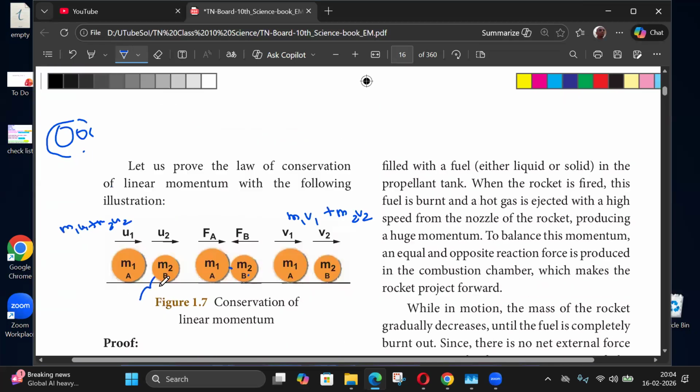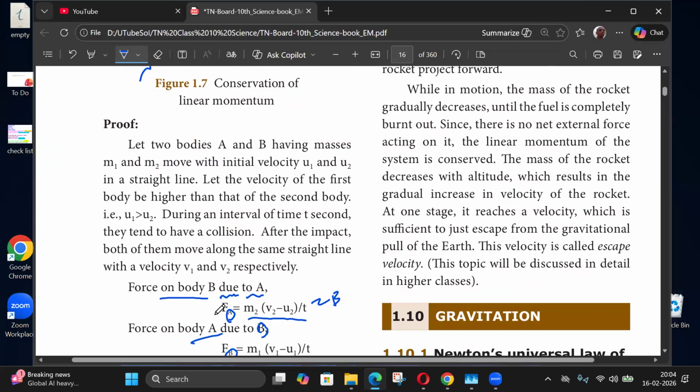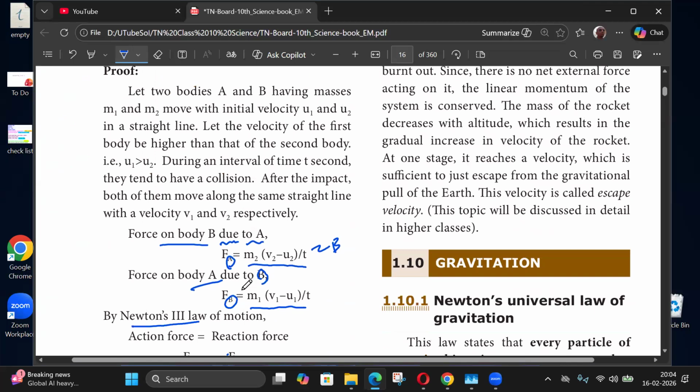So take two objects or two balls A and B. The only force acting on this one is the interaction force, or force during collision. Fa is acting on B, so that will change the momentum of B. Sorry, this one only. Fa will change the momentum of B.